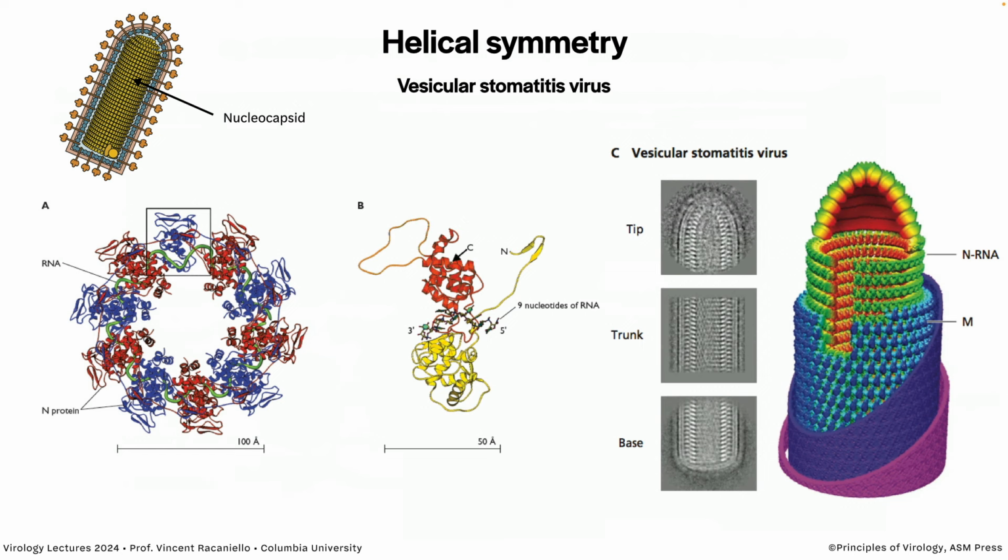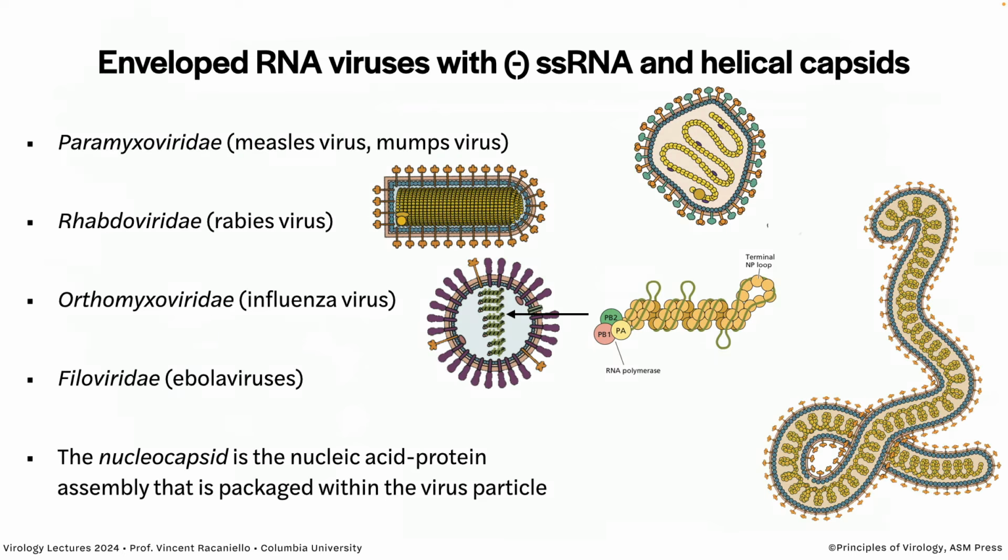Here's a cryo-EM of the VSV helical structure. On the left are the EMs that were used to generate it, and you can see that the nucleocapsid RNA structure coils within this particle. It's got an envelope around it, and actually ends up in a bullet shape like that. So there are a number of enveloped RNA viruses that have negative stranded genomes and helical capsids. They're shown here. We're going to talk about some of them. Measles virus, for example, paramyxoviruses, rabies, influenza virus, Ebola viruses.